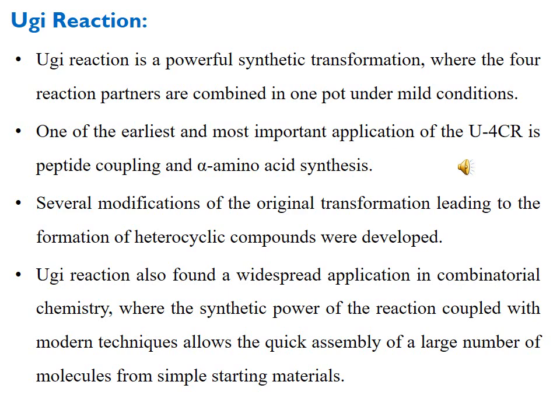One of the earliest and most important applications of this Ugi four-component reaction was peptide coupling. You can say the alpha amino acid synthesis, as we have named in the last slide. Several modifications of this original transformation have been made, and therefore we have moved towards the synthesis of heterocyclic compounds by using different functionalities here.